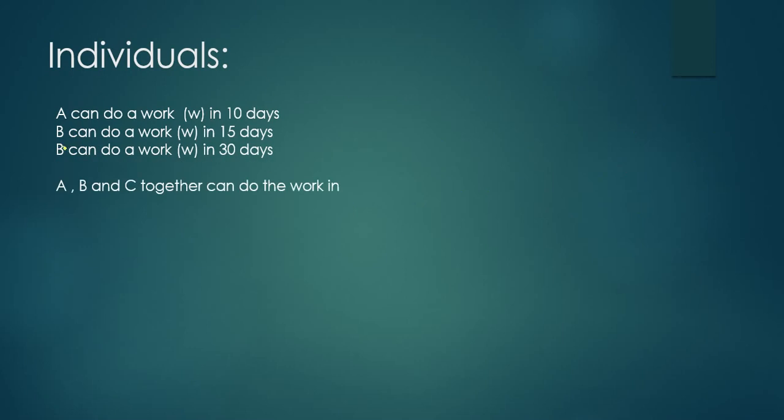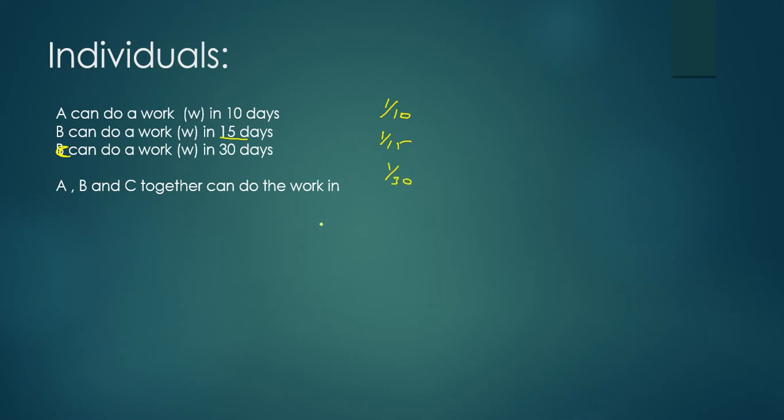See, here it is. A can do a work in 10 days. A's 1 day work is how much? 1 by 10. B's 1 day work is how much? 1 by 15, because B can do a work in 15 days. C can do a work in 30 days. So C's 1 day work is 1 by 30.